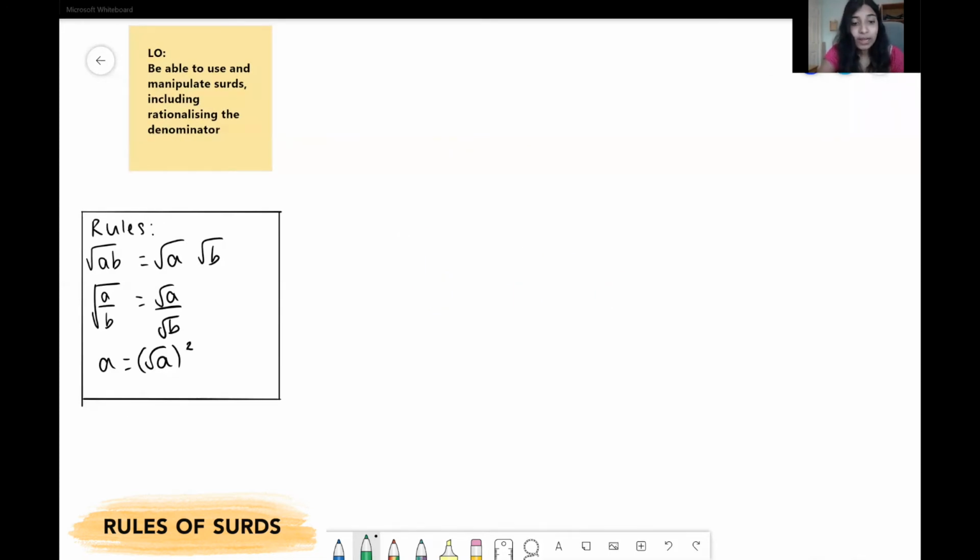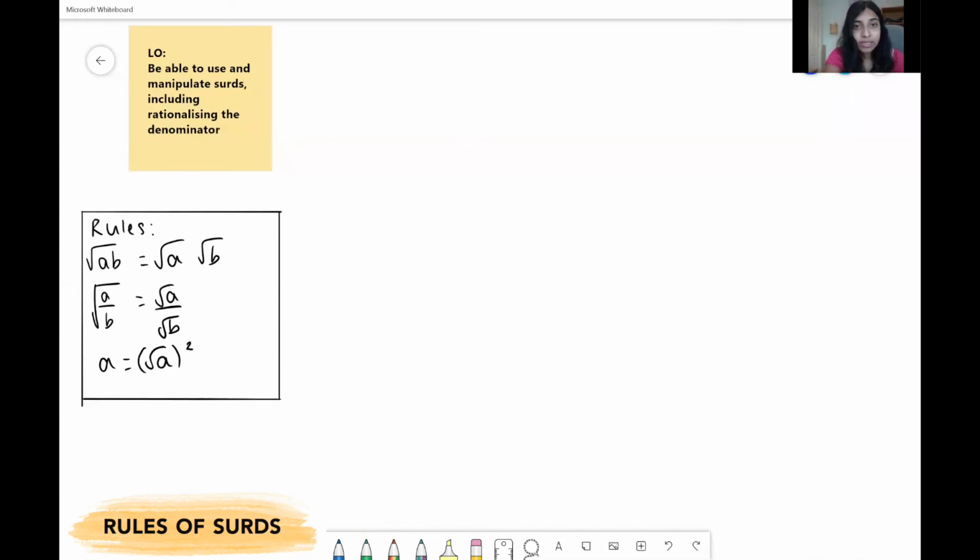The last rule you have is that a equals root a squared. This is just saying if you have a square root and you square that, that's just equal to the number that's in the square root. So let's say for example you have root 2 squared, that's just equal to 2.